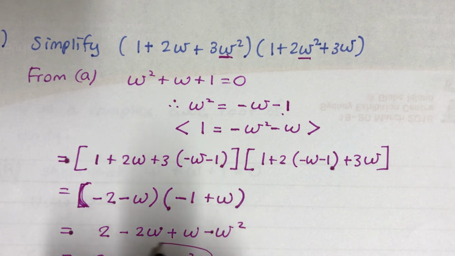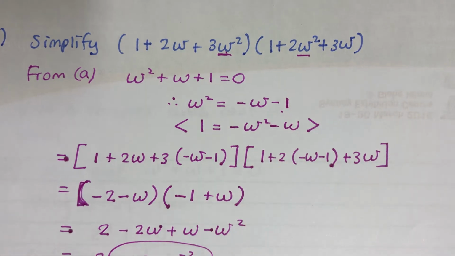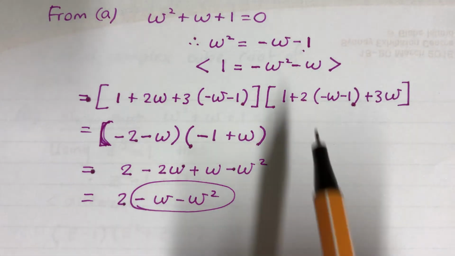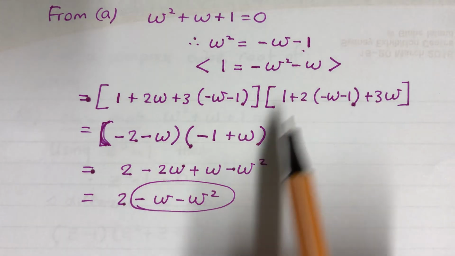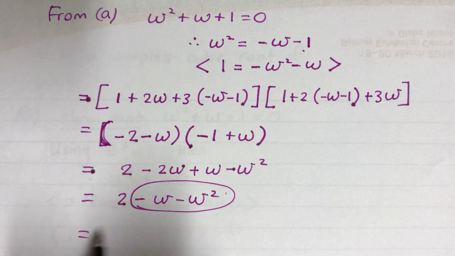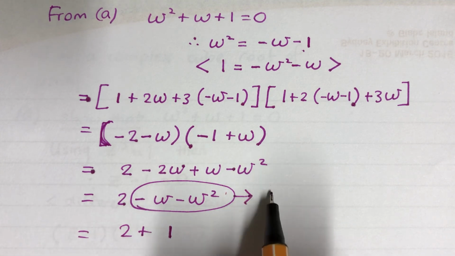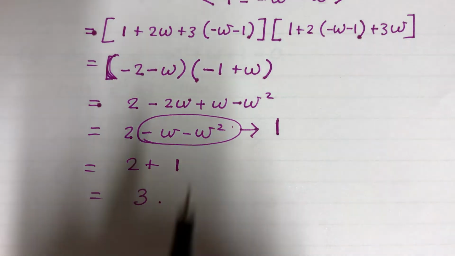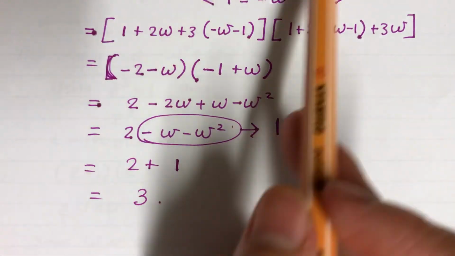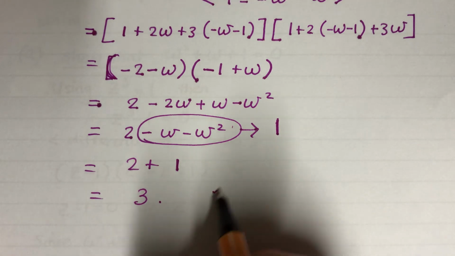Now this is what I was talking about up here. So I can replace it with 1, can't I? So it'll be 2 plus 1, because that is 1. That'll be 3. So the answer to simplifying the expression on the top is 3.